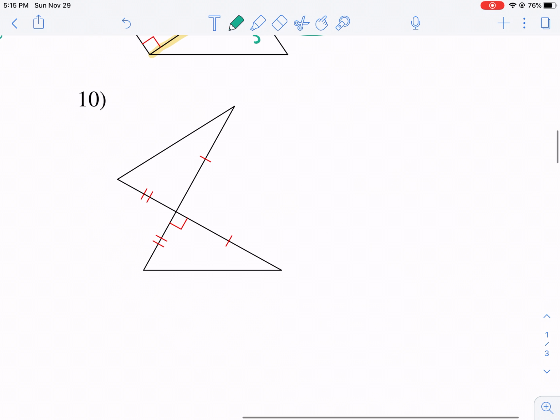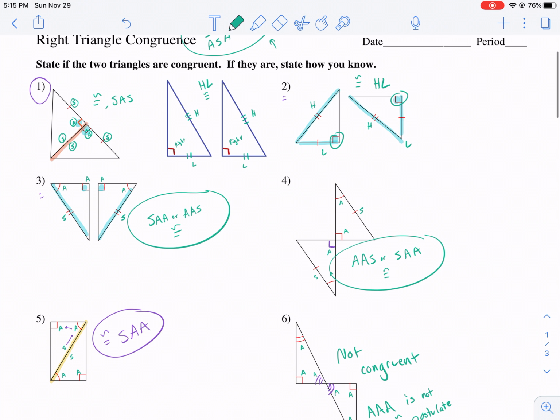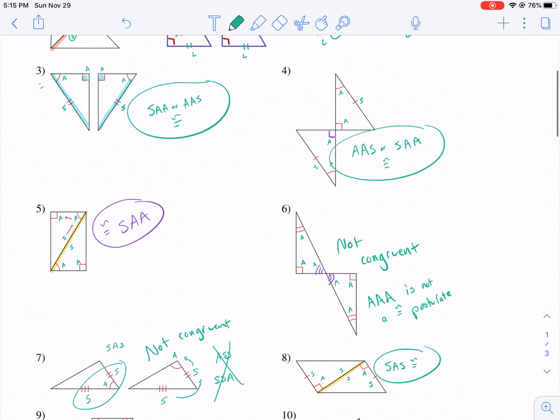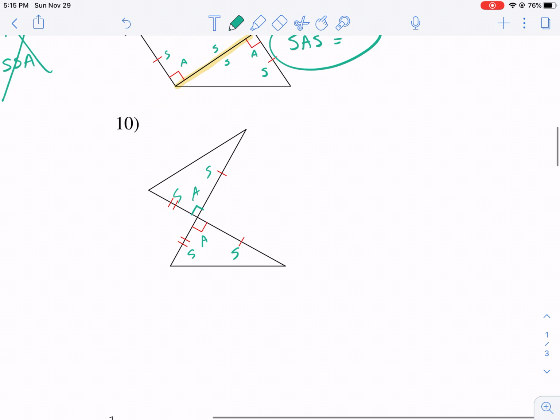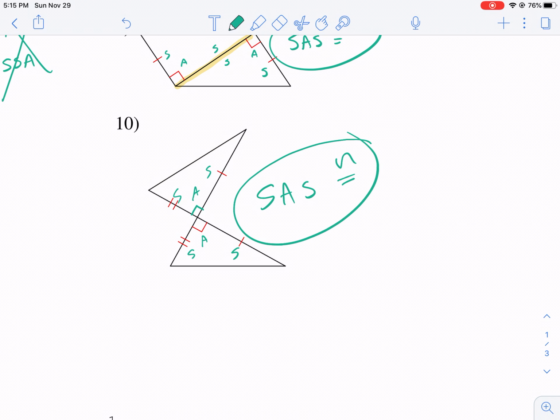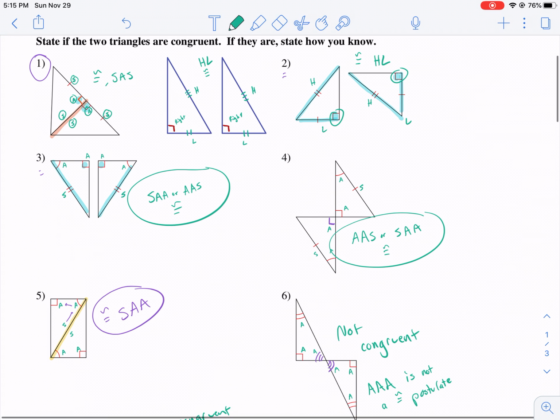Number 10, lastly, we have this angle here. This is going to be side, angle, side. This is not an HL either. Wow, there's very little HLs here. How many were there? Just 1? Wow. Anyway, so we have side, angle, side. So this is going to be congruent here. Congruent. So, wow, we got 1 HL, and that was it.